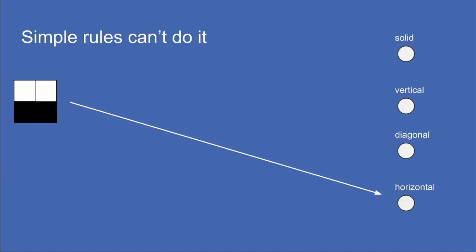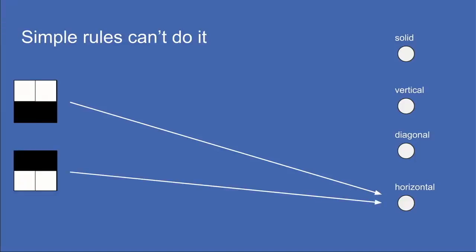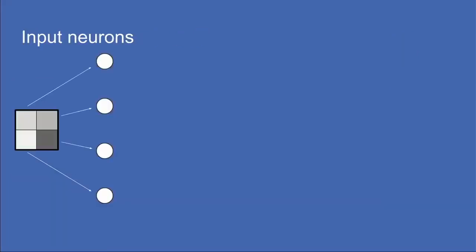Now the trick here is that simple rules can't do it. Both of these are horizontal images, but the pixel values are completely opposite in both of them. So you can't say, well, if the upper left pixel is white and the upper right pixel is white, then it must be horizontal, because that's violated by the other one. Of course, you could do more complicated rules to do this. The point is that when you go to larger images, you can't make simple rules that capture all the cases that you want. So how do we go about it?